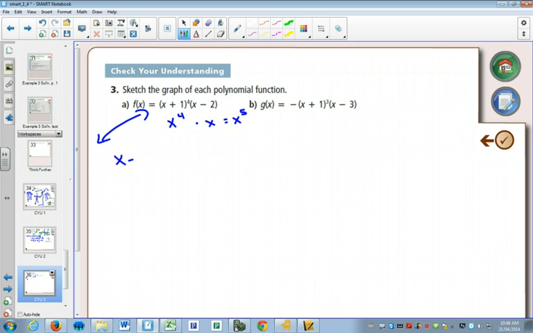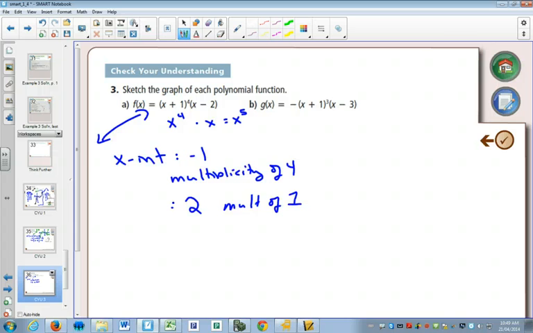We have our x-intercepts. It's already factored for you. So you have -1 as one x-intercept, and it has a multiplicity of 4. So you know that that's going to be a bounce. And the other x-intercept is at 2, which has a multiplicity of 1. So it's going to go straight through without a bend.